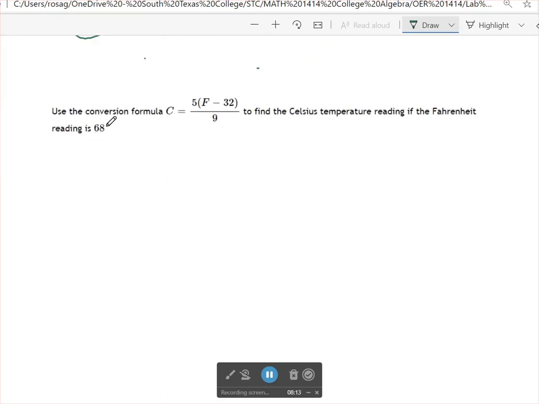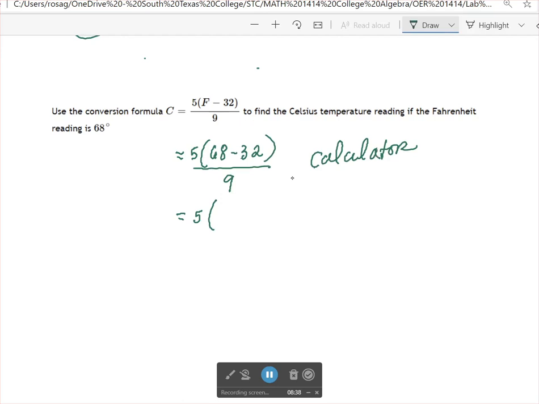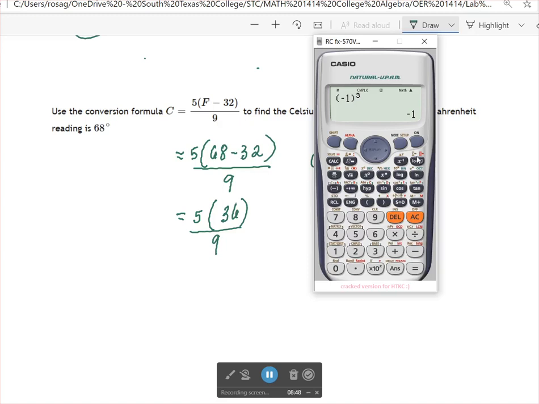And then here we're substituting the 68 into the formula. Use the conversion formula to find the Celsius temperature if the Fahrenheit is 68. So we're going to plug it into the F. And then once you have it like this, you can put it in your calculator, or you can do it by hand. So I'm going to try to do it by hand here for you. And then I'll show you the calculator as well.